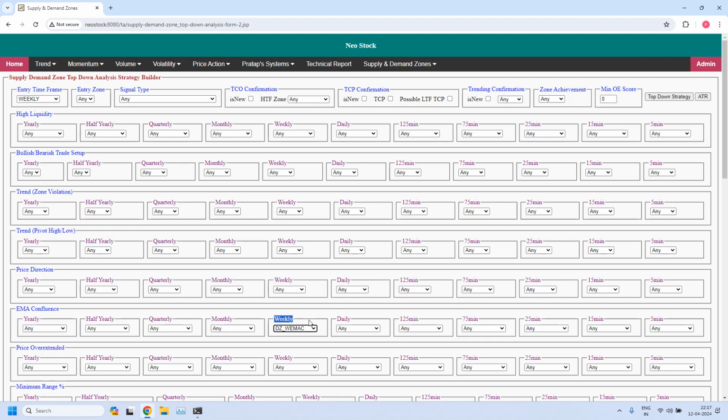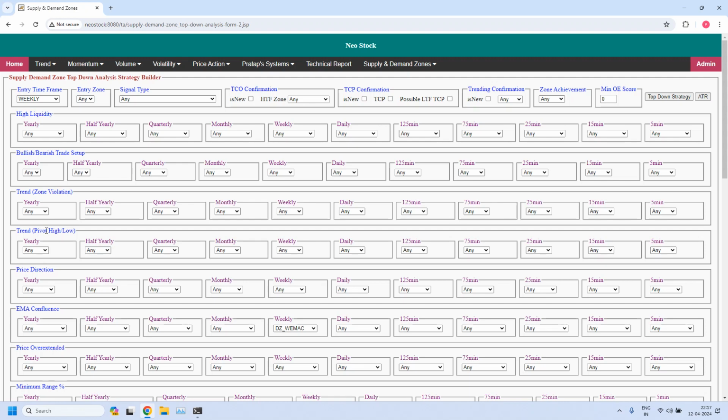And if it is an uptrend, demand zones always provide buy opportunities. That is the reason why I am working in the trend zone, where we have 2 types of trends: zone violation, and trend based on pivot high low. That is higher high, lower high, higher low, lower low, and equal high, equal low based trend calculation.